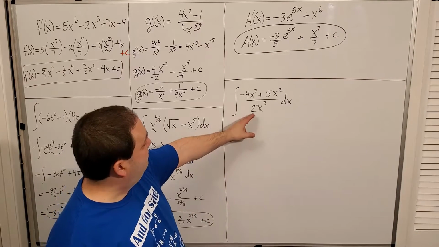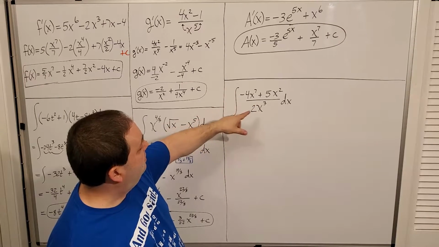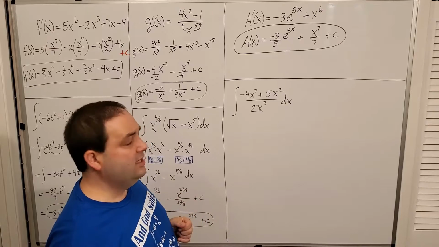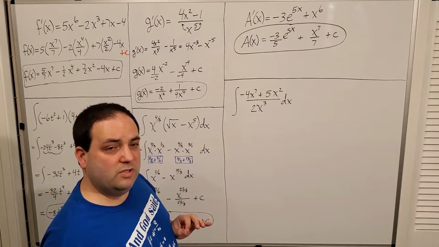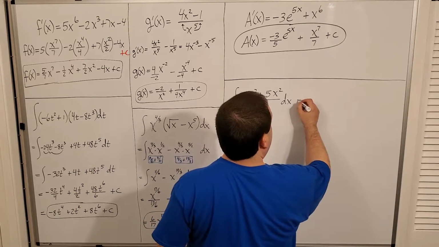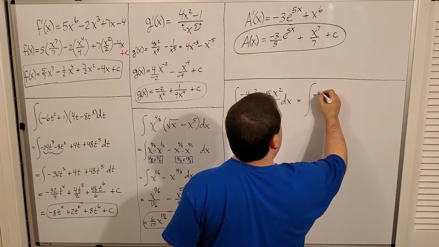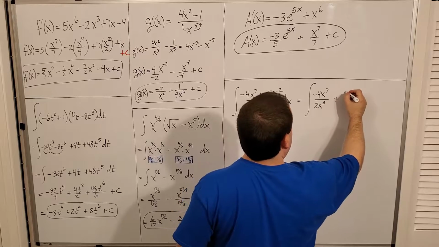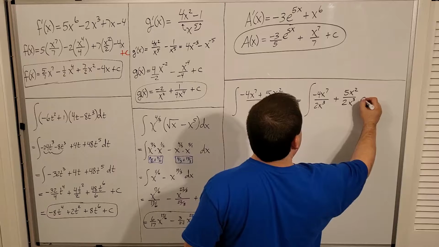Okay, one more example for this scene. I'm going to do the same thing here that we did over here. I want to distribute the 2x to the third to each piece so that I can try to simplify this into as many individual simple rules as possible. Okay, so this is going to be equal to the integral of negative 4x to the 7 over 2x to the 3 plus 5x squared over 2x to the 3 dx.